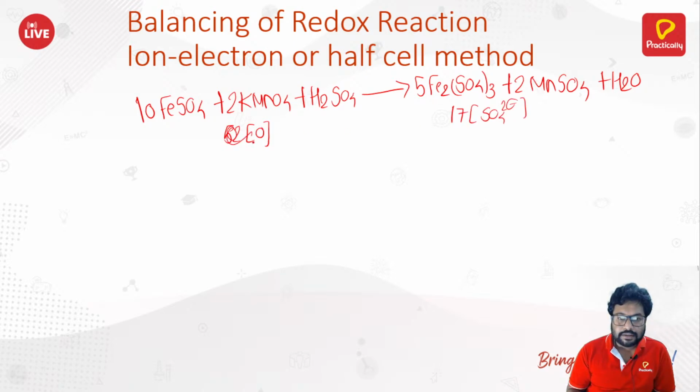How many sulfate are there? Why am I writing directly for sulfate? Because sulfate is not showing any change in oxidation state. So the species which is not showing any change in oxidation number, you can balance it directly.